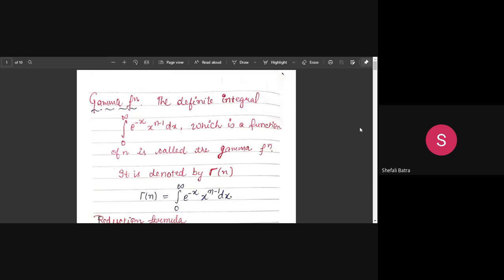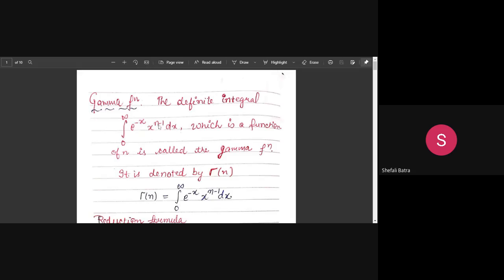Okay, so today we'll be covering the topic beta and gamma function. In last class, we started this. Gamma function, the definite integral 0 to infinity e raised to power minus x, x raised to power n minus 1 into dx, which is a function of n, is called gamma function, right?